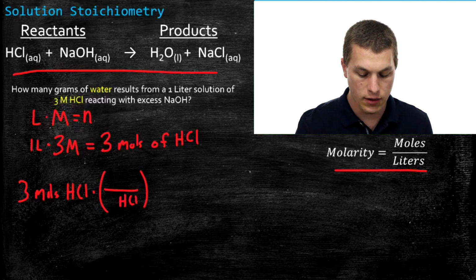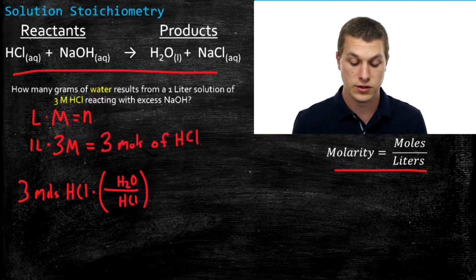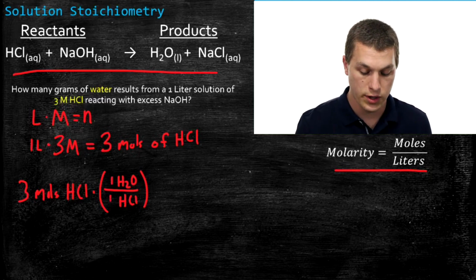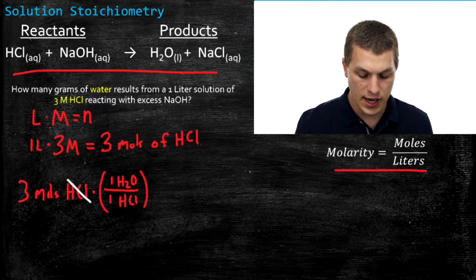And we're going to get water. So we want to get rid of HCl and we want to get water. And then we fill it in with the numbers, and there's a 1 in front of both of those, even though it's not listed, it's just implied. So there's a 1-to-1 ratio in this case. And that, we'll notice, cancels out my HCl, and right now leaves me with water and moles.